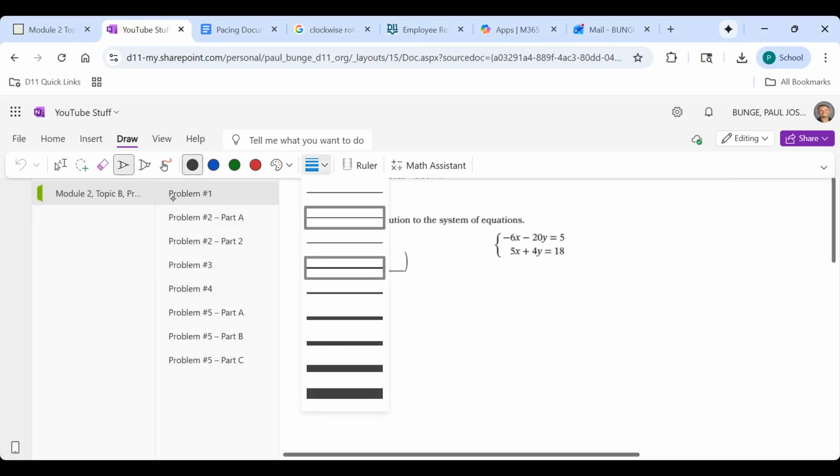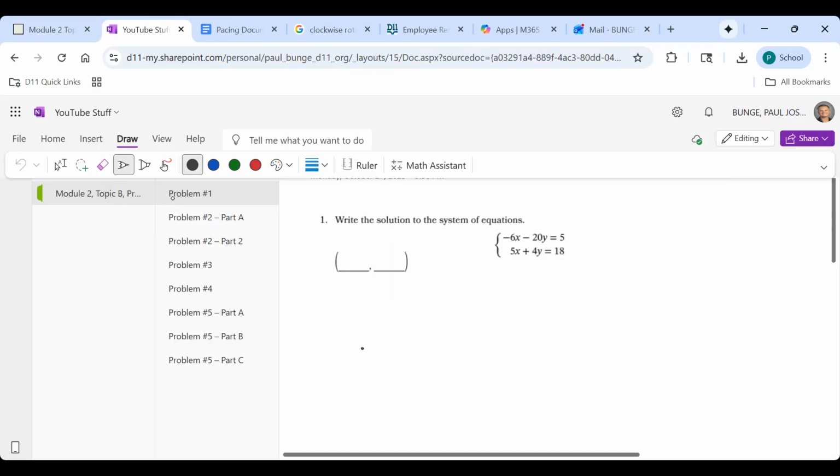On problem number one, the big thing that we need to do is write a solution to the systems of equations. Now, we've covered a couple of methods to use when we're solving these systems. In this case, I see that I've got a negative 20y and a plus 4y, and I know that I can get this plus 4y into a plus 20y. Remember, when we're using the elimination method, what that means is that we are literally eliminating a variable so that we can solve one variable within this system. Okay, so we're going to eliminate y and we're going to solve for x.